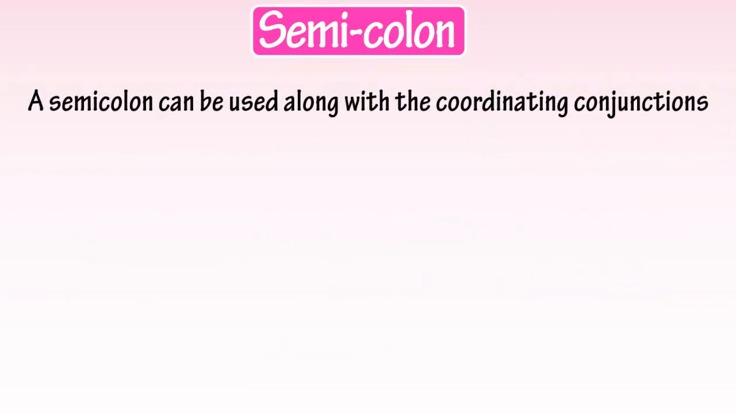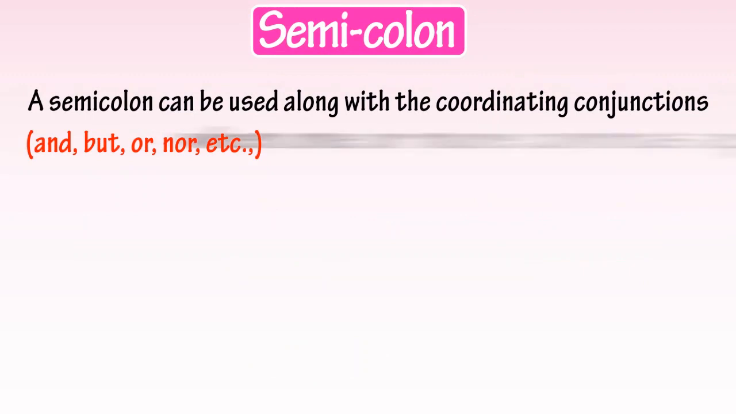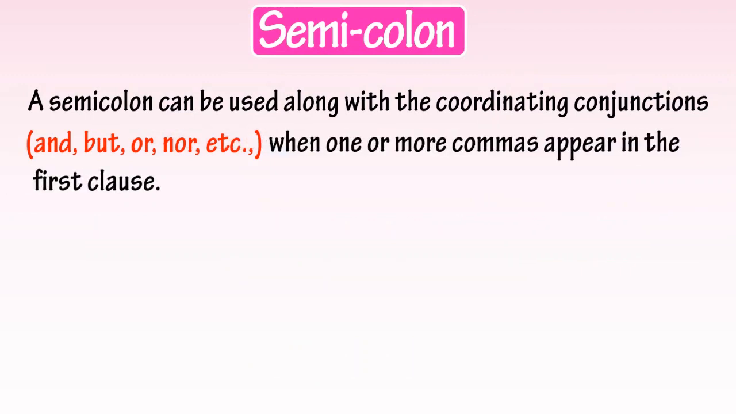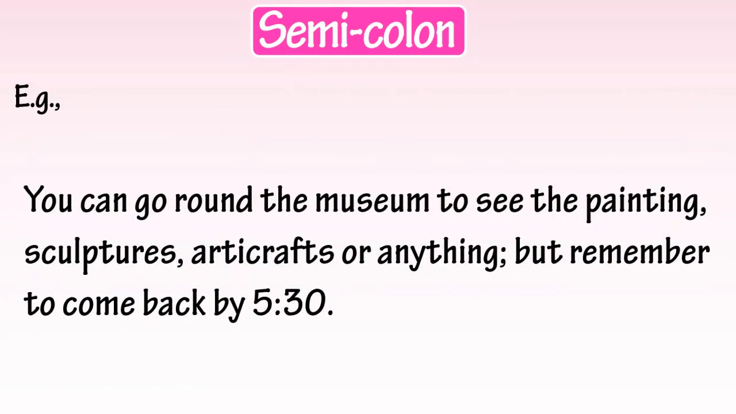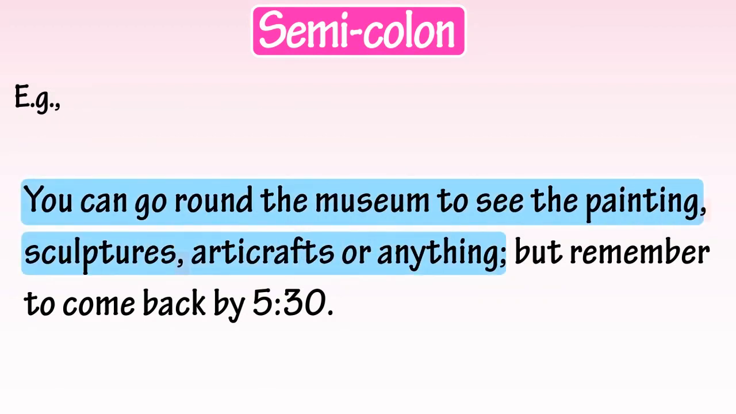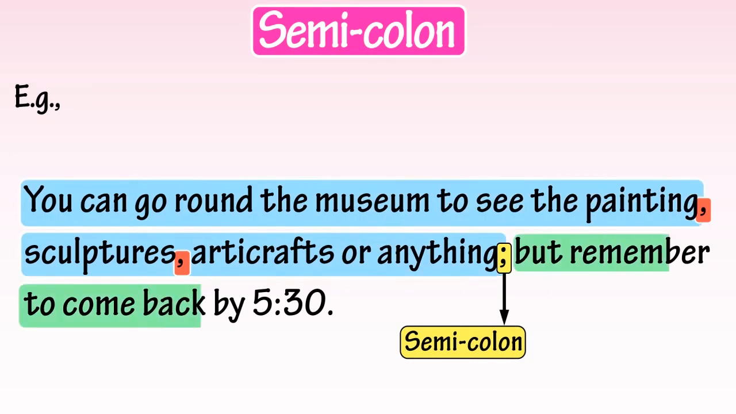A semicolon can be used along with the coordinating conjunctions and, but, or, nor, etc. when one or more commas appear in the first clause. Let's take examples. You can go around the museum to see the painting, sculptures, arty crafts, or anything; but remember to come back by 5:30. In this sentence, the first clause is having commas. So, we have used a semicolon and a coordinating conjunction to separate the two clauses.